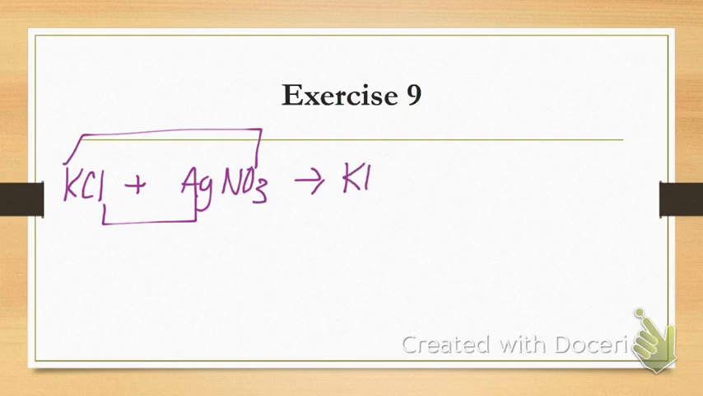So it's going to make potassium nitrate and AgCl, which is going to be my solid, right? Because chlorides are always soluble unless they're with silver, mercury, or lead. So the other things are aqueous, so if I break it apart, everything's 1 to 1. We like those, easy balancing.